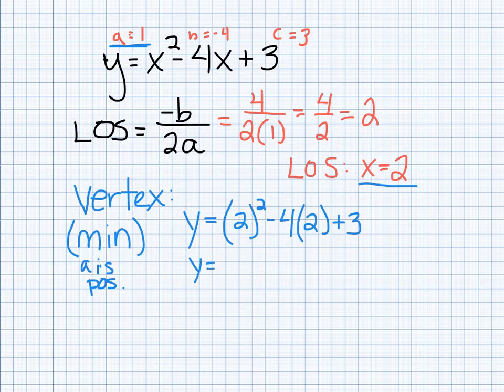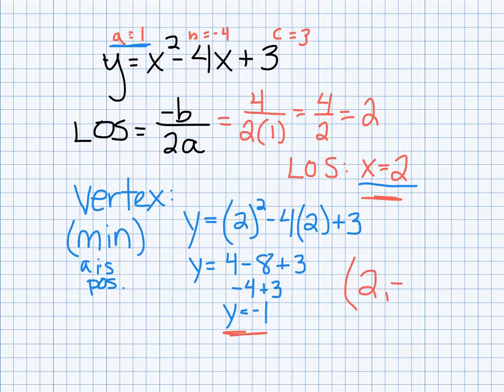Use your calculator. 2 squared is 2 times 2, which is 4. Minus 4 times 2 is minus 8, plus 3. Order of operations: I'm going to subtract, so I get negative 4 plus 3, and y equals negative 1. So my vertex: the x was 2, and the y is negative 1. The vertex is (2, -1).